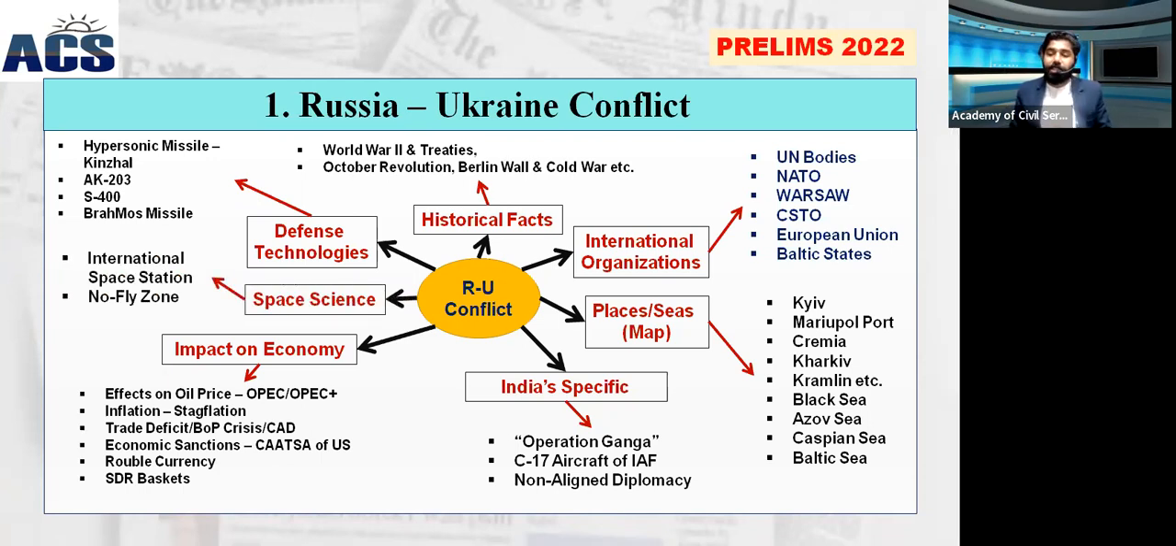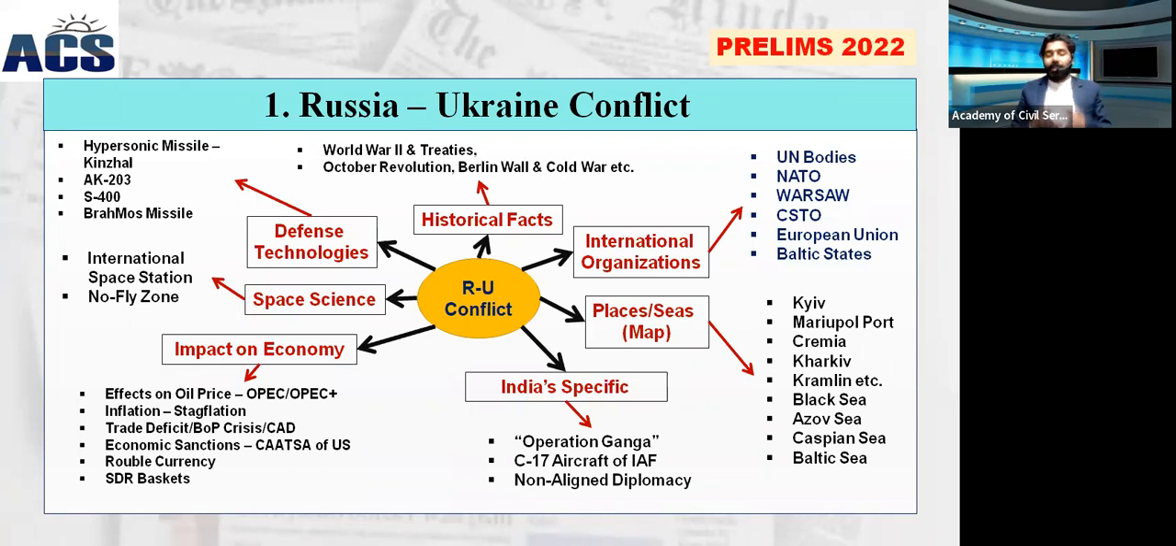Then from the perspective of space science, the International Space Station is also linked to the Russia-Ukraine conflict. When the European countries announced sanctions against Russia, Russia responded that if the European nations do not lift the sanctions, they will collapse the International Space Station. This was the response from Russia. So as part of space science, we have to study what the International Space Station is and who are part of it. Russia is part of that. The European Space Agency is part of that. NASA is part of that. Other relevant facts about the International Space Station we also need to study.